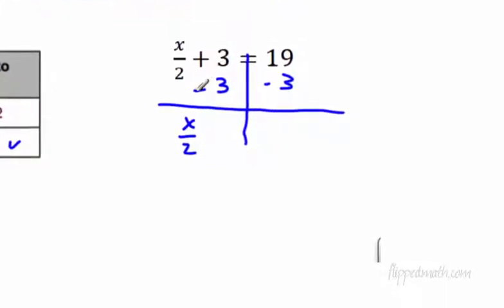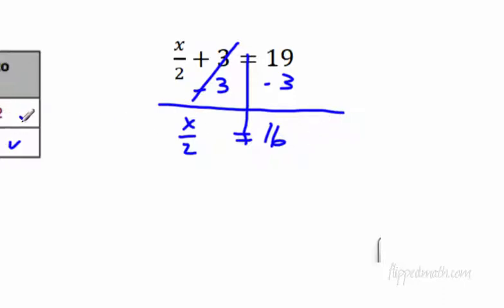We add 3 and subtract 3. They cancel each other. We have 19. We subtract 3. That's going to equal 16. And you notice where the line is, that's where our equal sign is. So here we have x over 2 equals 16. It's that simple. That's the end of the first step.